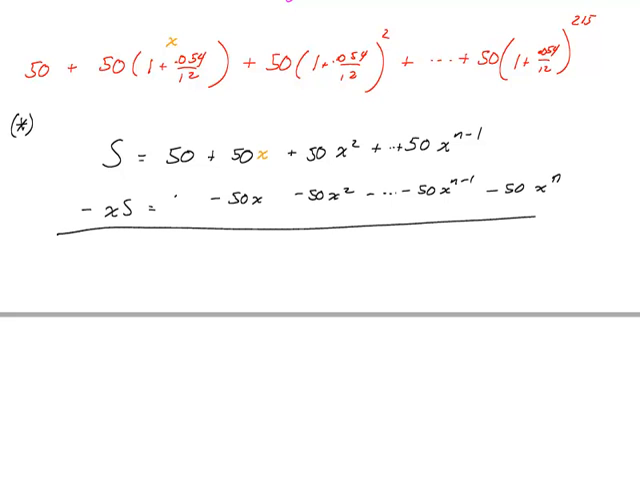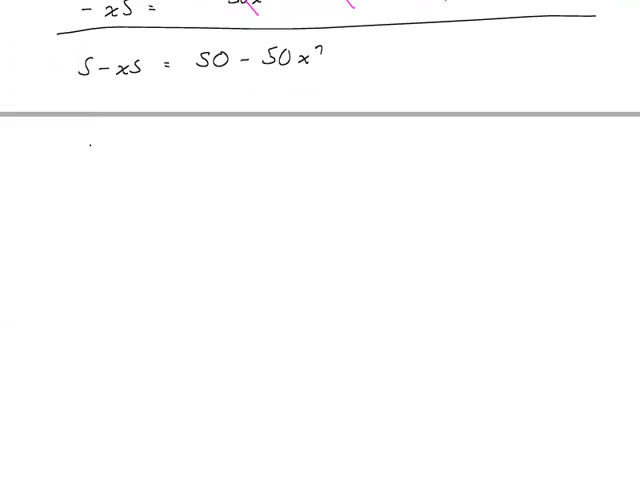And now if I do this to both sides of the equation, I can now add both sides of the equation down, and on the left hand side I have s minus xs, and on the right hand side we get all these cancellations, and that's kind of the reason I lined it up that way, and I'm left with simply 50 minus 50x to the n. Well, I'm looking for what the sum equals, and so we have s times 1 minus x equals this 50 minus 50x to the n.